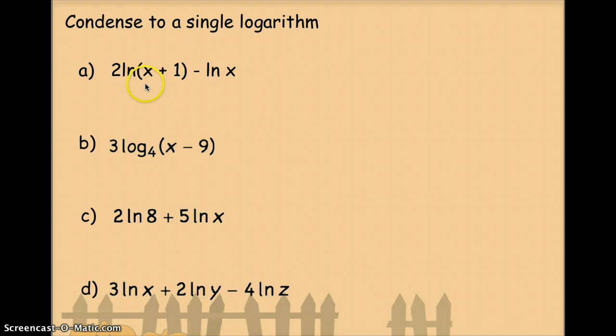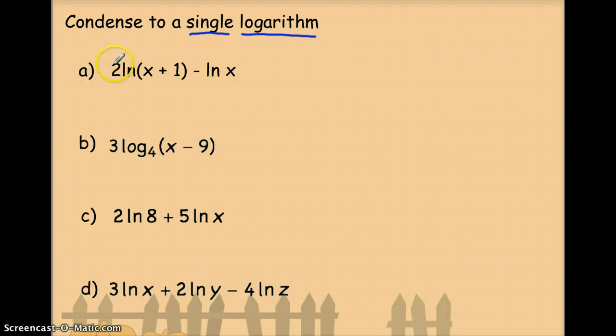So our goal is to condense to a single logarithm, so you should only have log written one time. If you look at all of these, natural log is written more than once. Here, natural log is written more than once. So we want to condense it down to just one logarithm. So we're going to use all the properties, but now backwards.